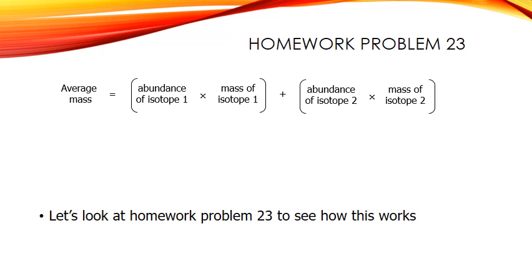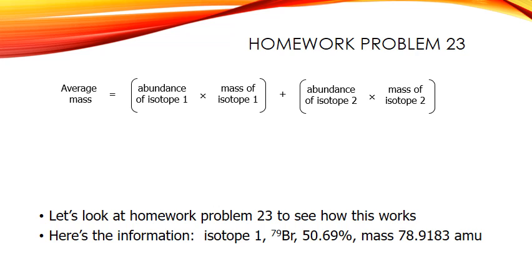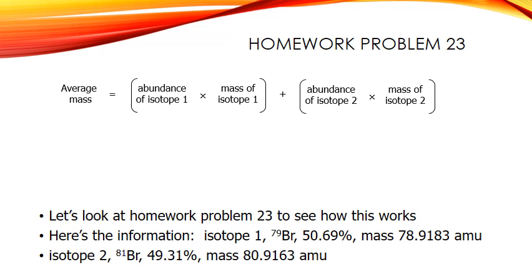So let's look at homework problem 23. It involves 2 isotopes. You get one that's bromine 79. Its abundance is 50.69%. The mass is 78.9183 AMU, and AMU stands for atomic mass units. Isotope 2 is bromine 81, an abundance of 49.31%, and a mass of 80.9163.